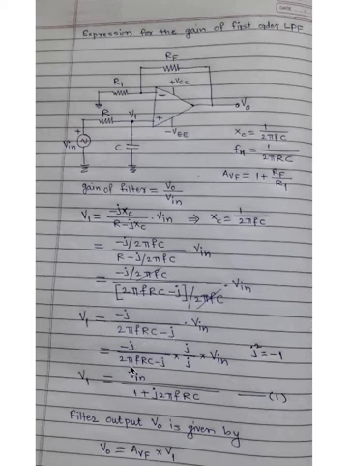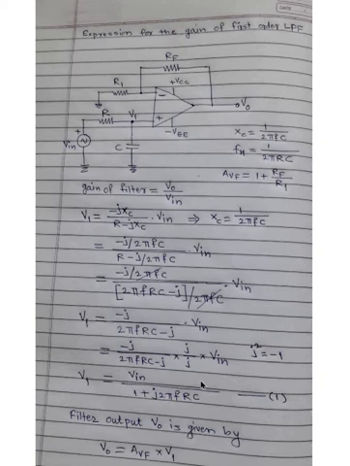Now here some modification we are making. This term we are multiplying and dividing by J. So J square is equal to minus 1, and this minus 1 becomes plus 1. So Vin upon this, with J square equal to minus 1, this term becomes 1, and this is as it is, J 2 pi FRC. So V1 is Vin upon 1 plus J 2 pi FRC.